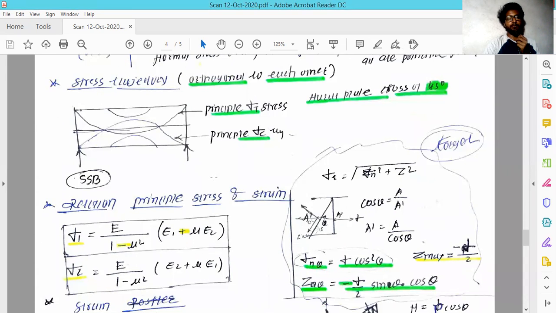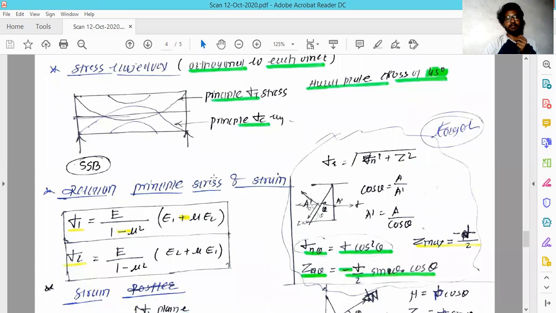And now we move to the stress trajectory. Stress has two kinds of nature: one is positive and the other is negative. Positive is tensile in nature, and negative is compressive in nature.